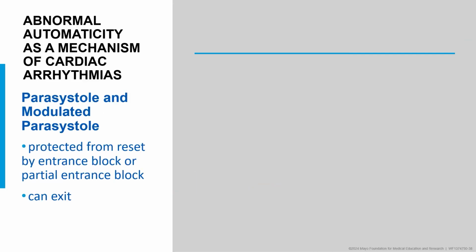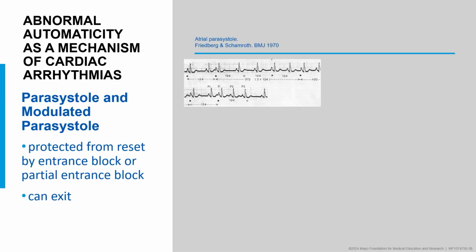And then automaticity as it relates to parasystole. Parasystole being a region of myocardium, cell or cells that are protected. So there's an area of automaticity that is protected from depolarization. So there's entrance block into that area. Modulated parasystole is that there is partial entrance block, so every now and then something is going to be able to get in. Ultimately, though, you can see exit.